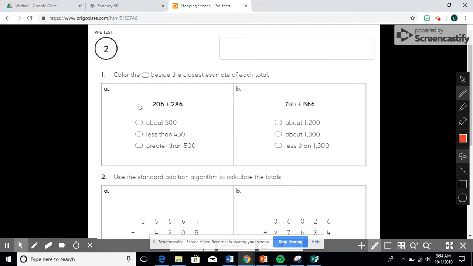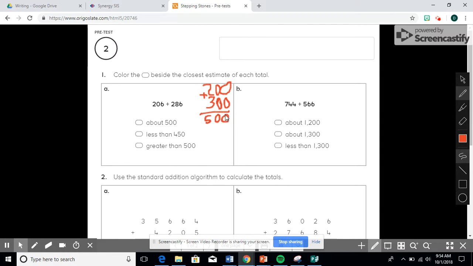So on A, we have 206 plus 286. We can use rounding to estimate, so I can round 206 to 200, and I could round 286 to about 300. My pen tool is not working. And add those together, which would be 500.